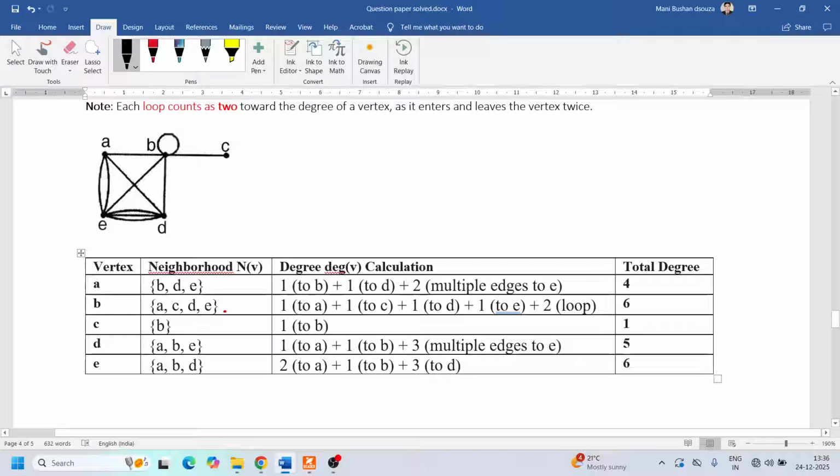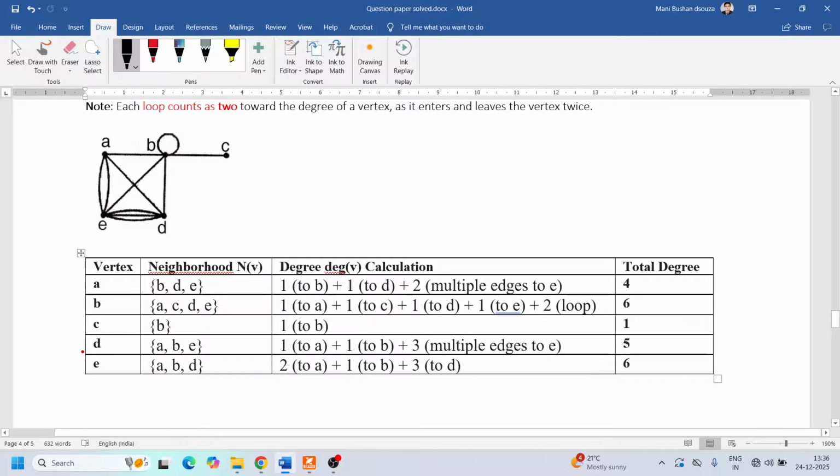Now let us look at the next one, C. There is only one vertex that is connected. So this is C to B, only one. Neighborhood of C is only B. Degree is only one because there is only one that is connected.